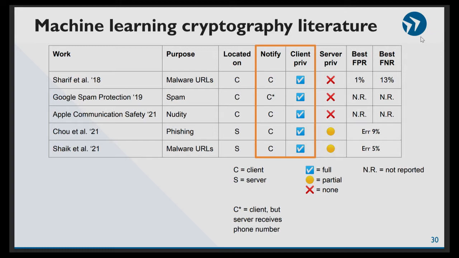I'll also note that the Apple one here is actually a different Apple product than the one I was talking about before, although it was released at the same time. And I'll also point out that not a whole lot is known about the efficacy of the industry proposals here. So that not reported number for Google and Apple is still not reported as far as I can tell. And again, I'm happy to talk about any of these.